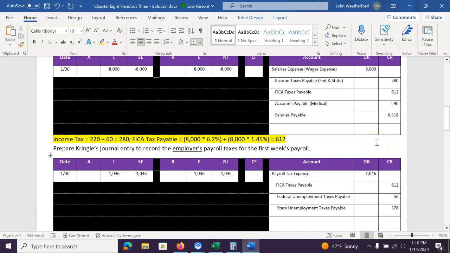Now you guys, when the employee was given their check, we would debit salaries payable for 6518 and credit cash. And then when these amounts were sent in to the federal government and state government, we would debit those payable accounts and credit cash. Same for these.